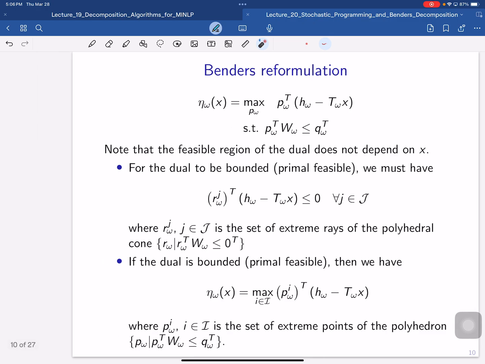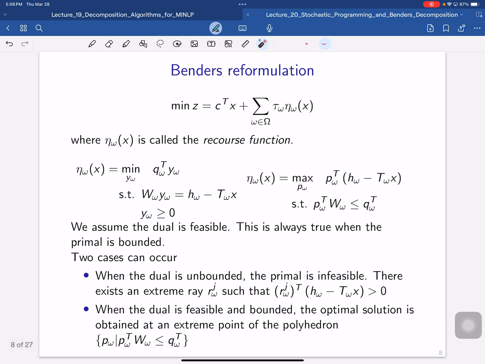Oh yeah. So that's a primal dual correspondence, right? If the dual is unbounded, then the primal is infeasible. But we assume the dual is always feasible. Then the only case the primal is infeasible is because there exists an extreme ray in the dual that makes the dual unbounded. Okay, so that's a good question. Why are we taking the dual? You will see that in a second.